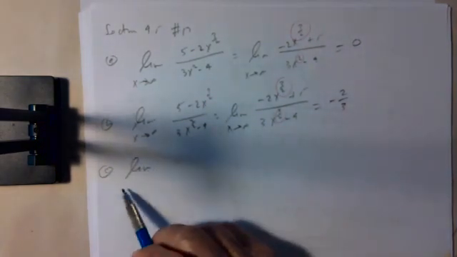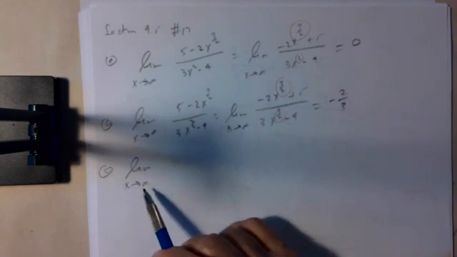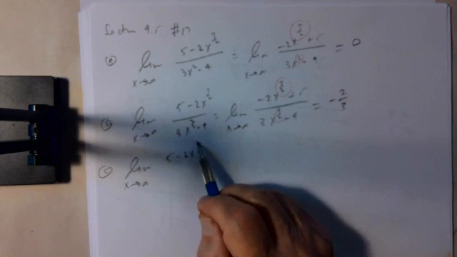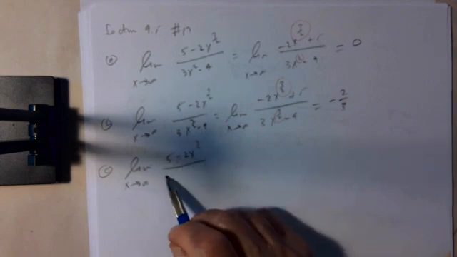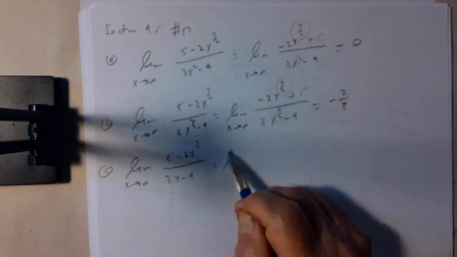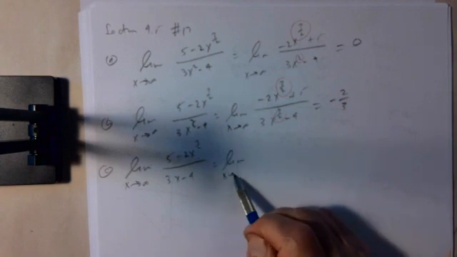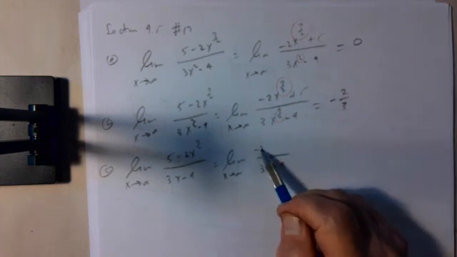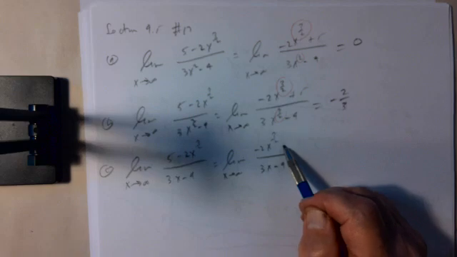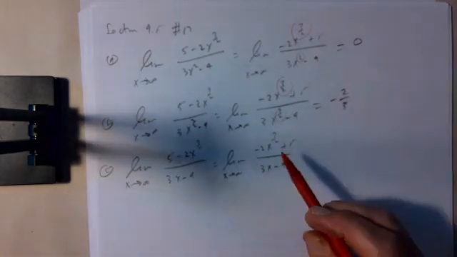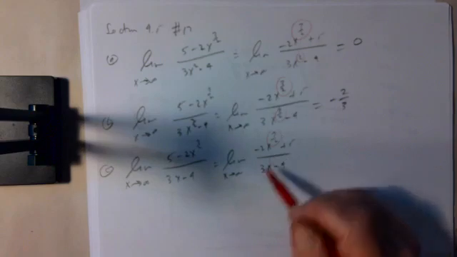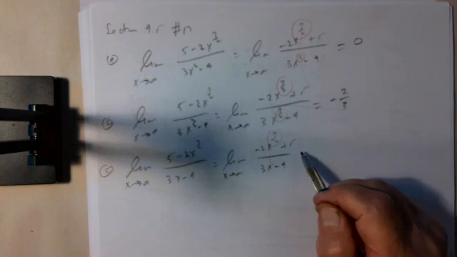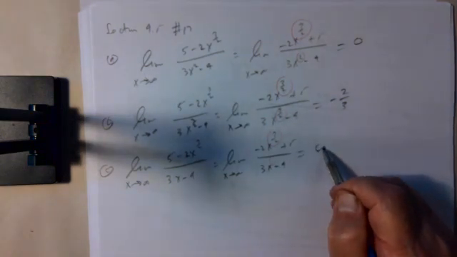In part C, it's the limit as x goes to infinity of 5 minus 2x to the 3/2 over 3x minus 4. Again, I want to have the highest degree term appearing first, 3x minus 4 over minus 2x to the 3/2 plus 5. Here you see 3/2 is bigger than 1. So the highest power of x in the numerator is larger than that in the denominator. So this goes to infinity.